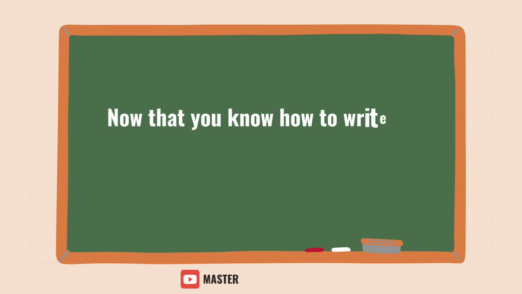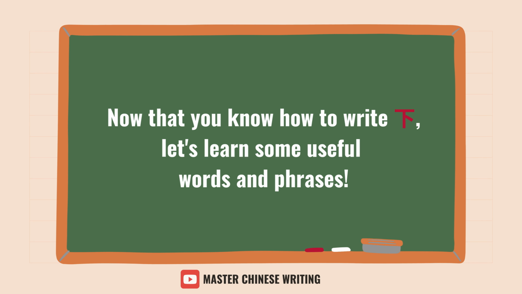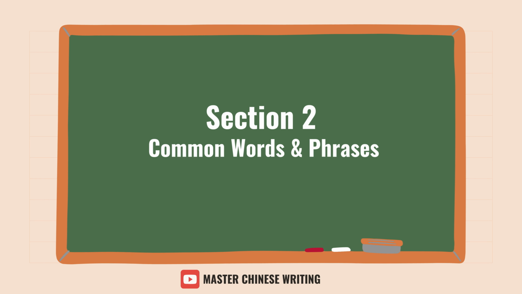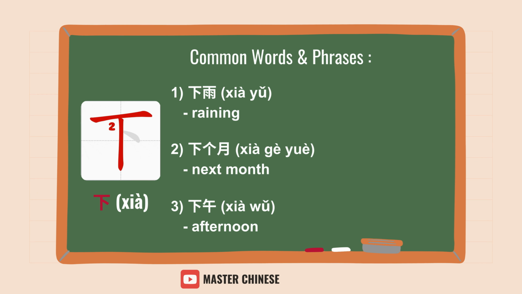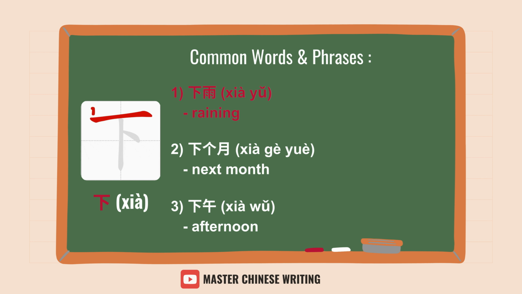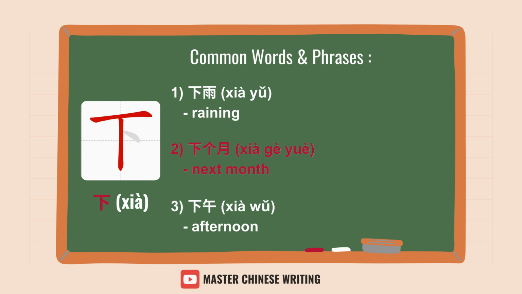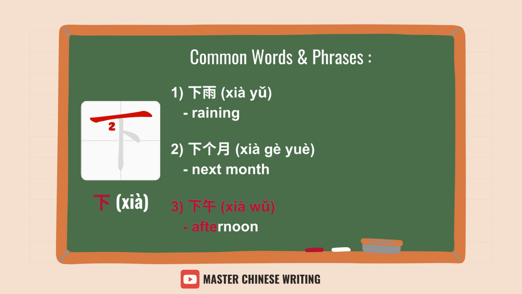Now that you know how to write 下, let's learn some useful words and phrases. Section 2. Common words and phrases. 下雨, raining. 下个月, next month. 下午, afternoon.